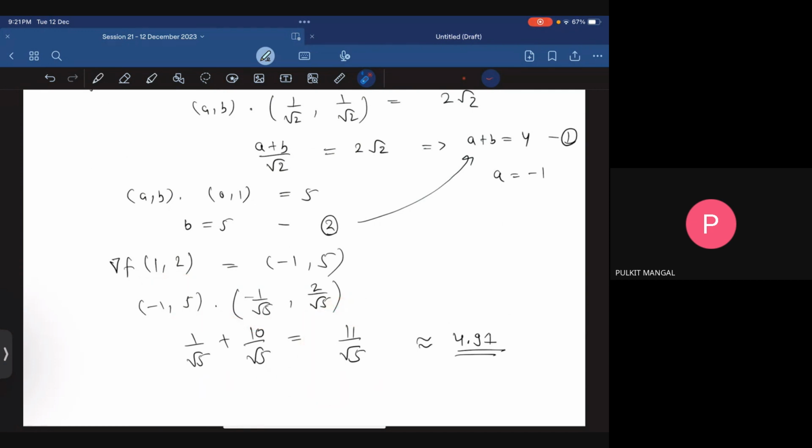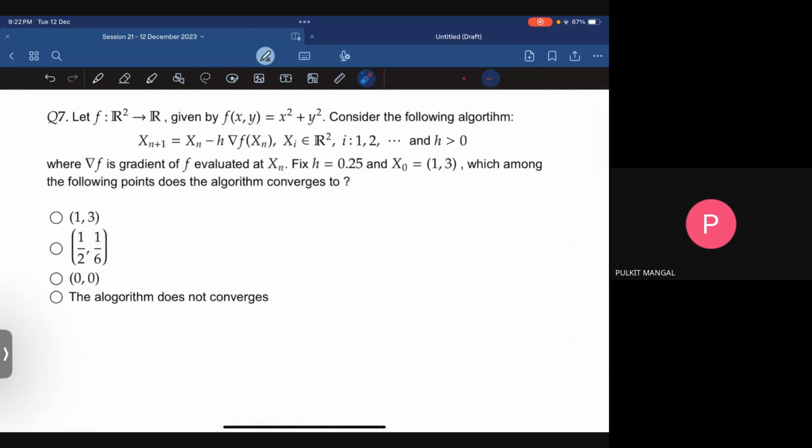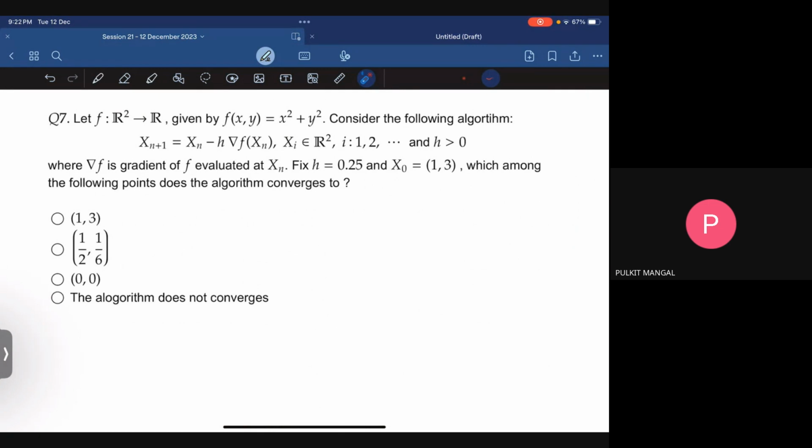If you just calculate the value, it would be 4.91. Okay, next question.